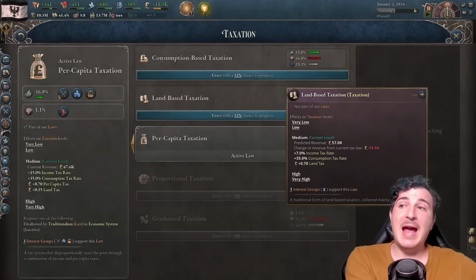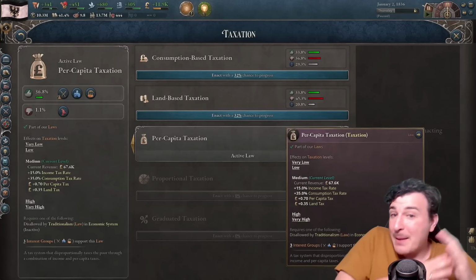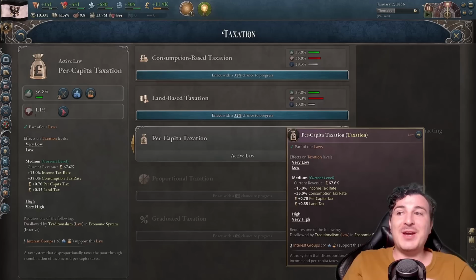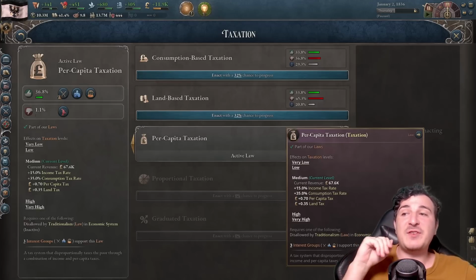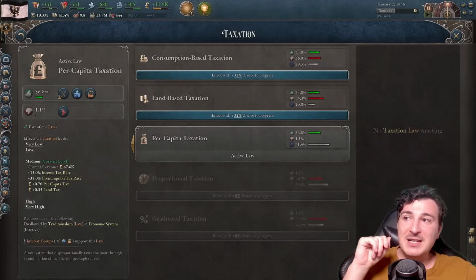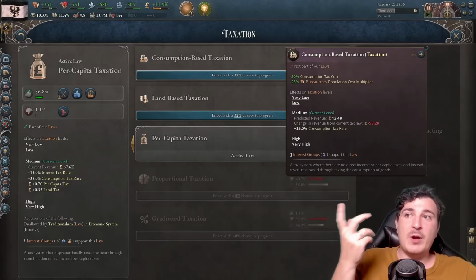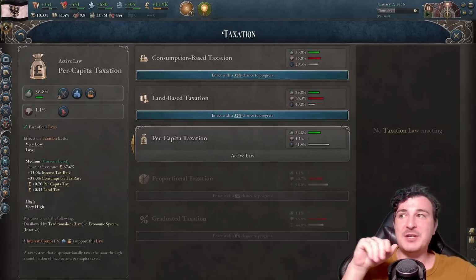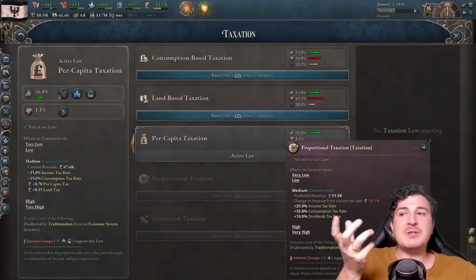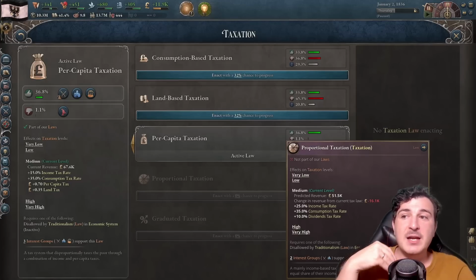Land-based taxation has an income tax rate, a consumption tax rate, and a flat land tax rate. Per capita taxation has a per capita tax as well as a land tax, and the income tax rate is increased from 7% to 15%, with the consumption tax remaining at 35%. As you can see, with these legislations you get more and more tax as you go further down, with the highest one having barely any taxes, land-based taxation a little bit more, and per capita taxation significantly more than the other ones. Then proportional taxation taxes income tax and consumption tax.